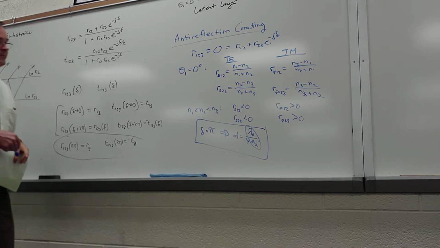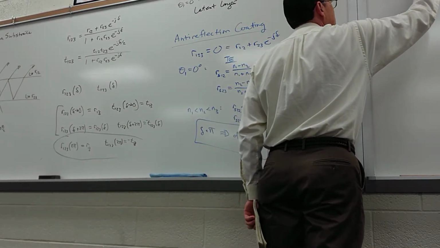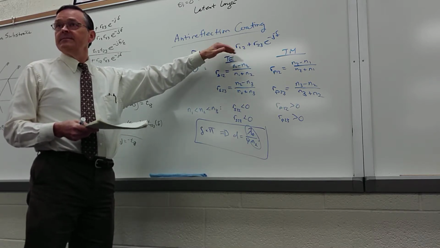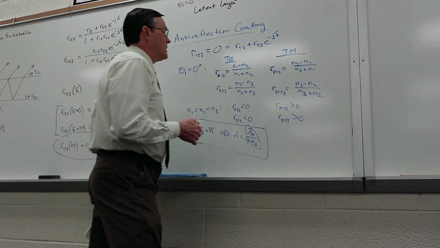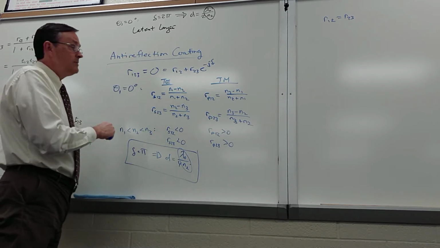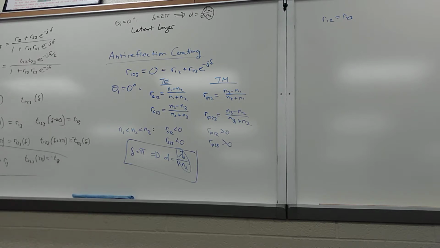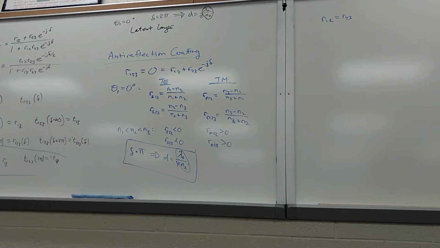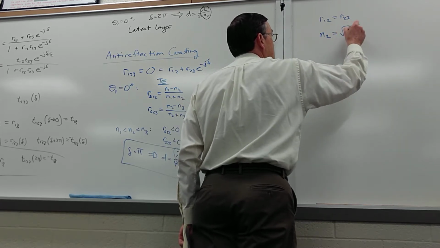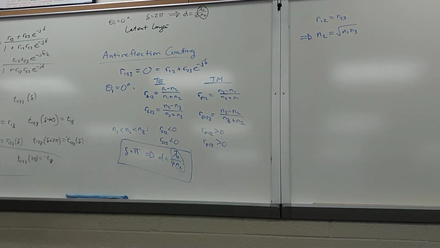Okay, so if delta is equal to pi, then what we're left with is that R12 must be equal to R23 to satisfy this equation. If you plug in, let's say we've got TE, here's R12, here's R23, we set them equal, or if it's TM, R12, R23, set them equal, and then we need to solve for what refractive index we're looking for in the film. And if we solve for it, with some trivial algebra, we find that N2 must be the square root of the product of N1 and N3. Is that for TE and TM? Yep, same thing.